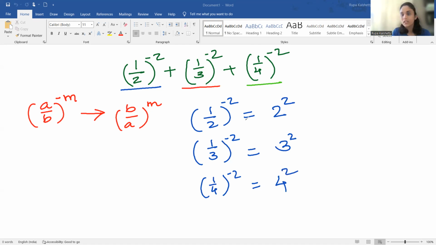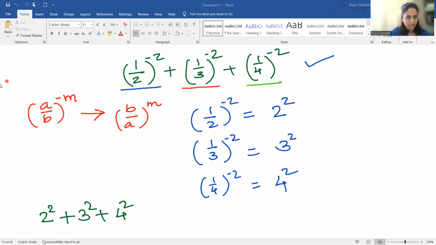So we have rewritten every fractional exponent. Do you see it here? Every fractional exponent we have rewritten by using this law of exponents, and now we'll just replace them here. We can rewrite this part as 2 squared plus 3 squared plus 4 squared. Do you get that? Instead of writing 1/2 to negative 2, we just replace it by 2 squared, this by 3 squared, this by 4 squared.